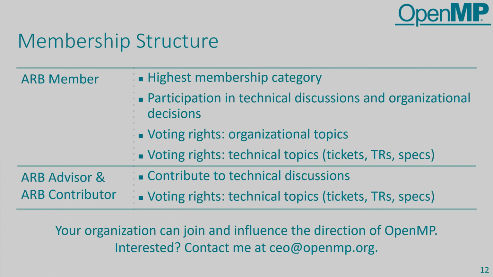I don't want to go too deep in this, but pretty much, you can start at ARB contributor if you just have an interest, if you want to get access to the technical information and the drafts that we're working on, and you will get some initial voting rights. Then ARB advisor is kind of the next level where you have more ways to contribute, and then the highest membership class is ARB member, where you also get to vote on organizational topics in addition to the technical topics. So you pretty much then have a say in the strategy and the direction of the ARB itself.